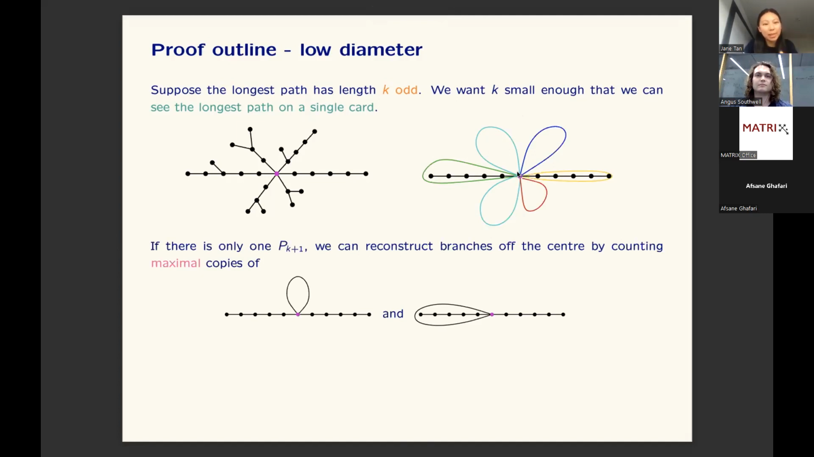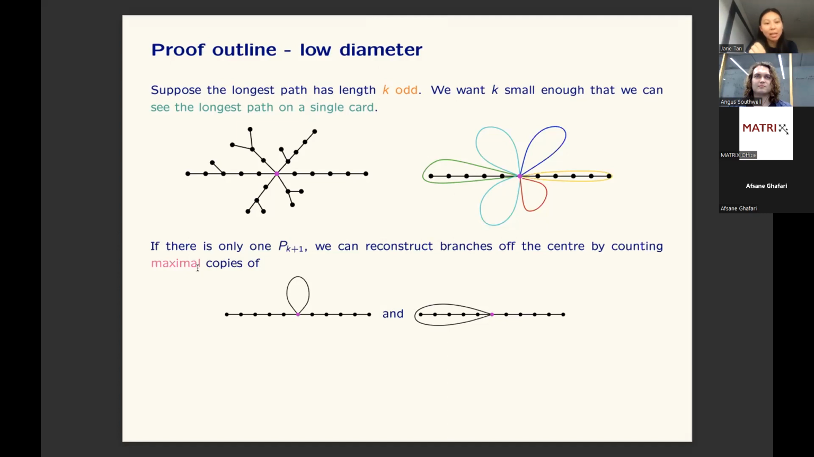If there's only one unique longest path, then we just have to count maximal copies of these two things. So I draw them as paths with blobs. Essentially, this is a longest path that I'm thinking of on the horizontal that provides an anchor. And then we know that anything that's coming off in this little balloon here is really one of the branches that we're interested in. And similarly, we have branches that might contain half of the longest path, so we have to account for those.